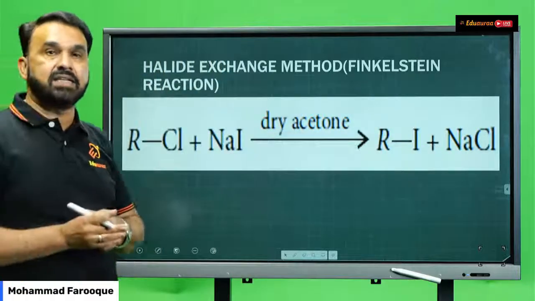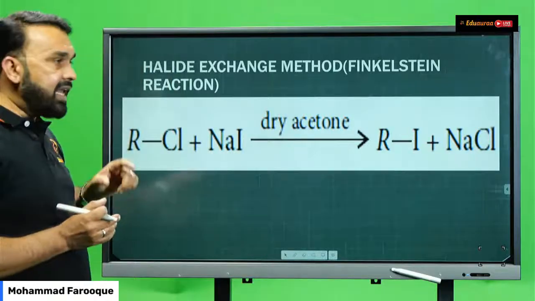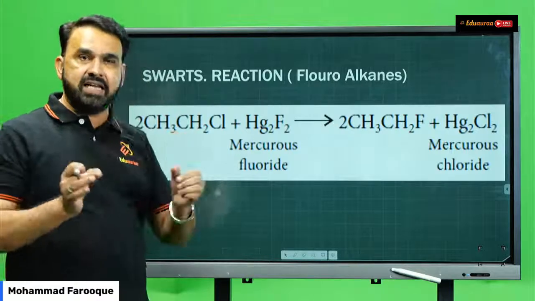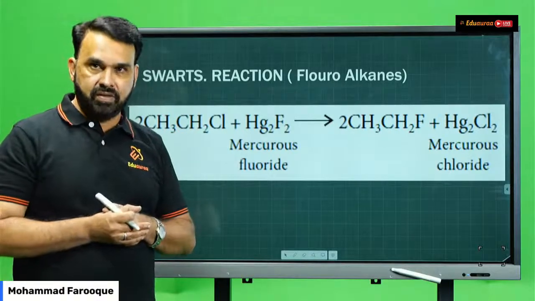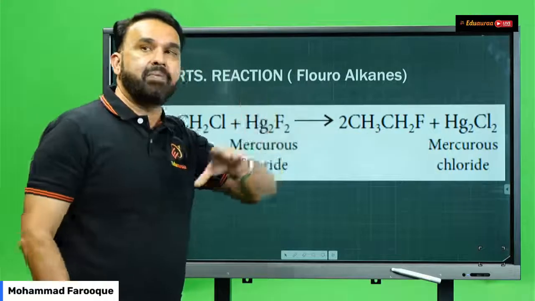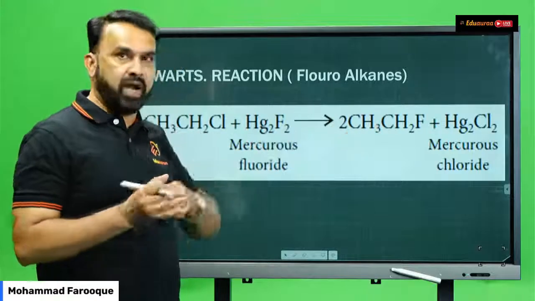So this reaction is to be remembered because it's a name reaction. In the halide exchange method, you have another name reaction which is asked in the exam, the Swarts reaction. This is the only reaction in which an alkyl fluoride can be prepared. There is no other reaction which results in the formation of an alkyl fluoride.